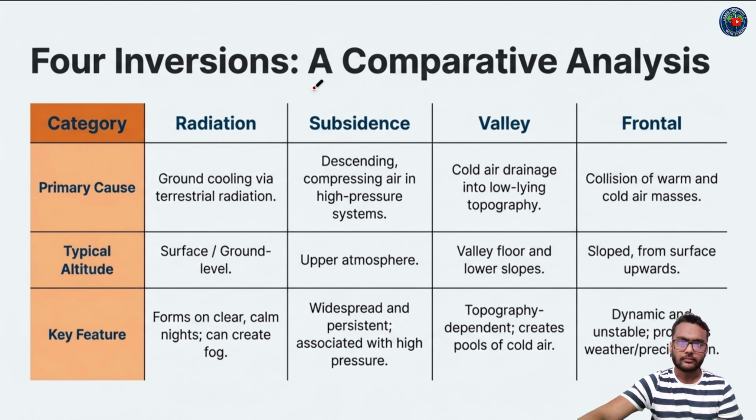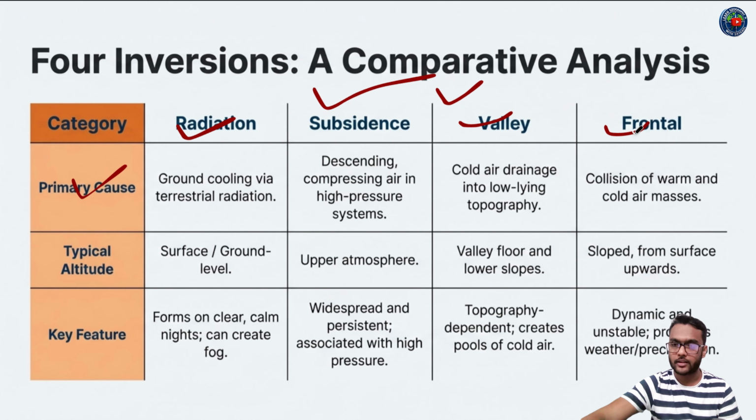Now, this is a comparative table between these four types of temperature inversion. In terms of primary cause: radiation, ground cooling through terrestrial radiation; subsidence, descending compressing air in high pressure systems; valley, cool air drainage into low-lying topography; frontal, collision of warm air and cold air masses.